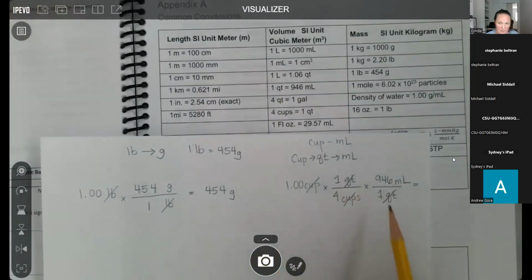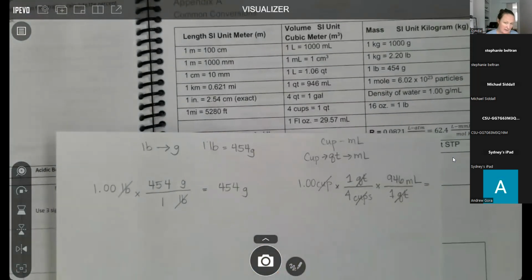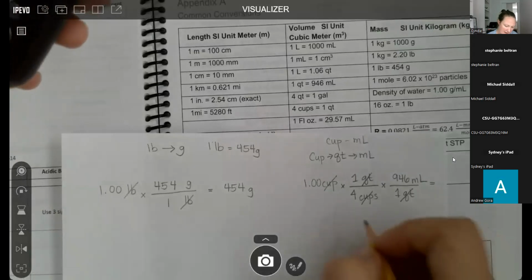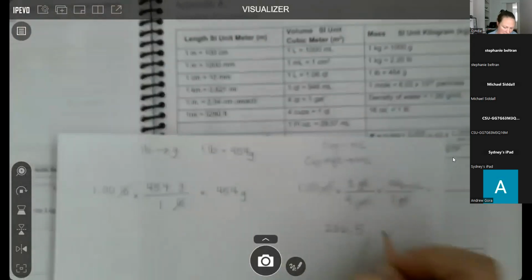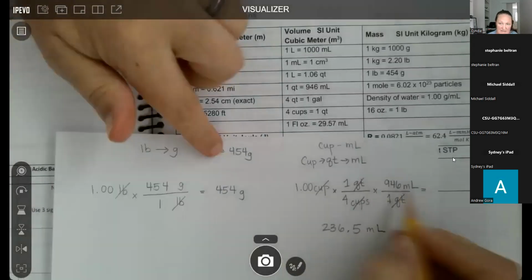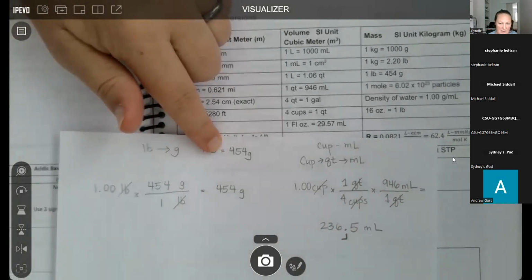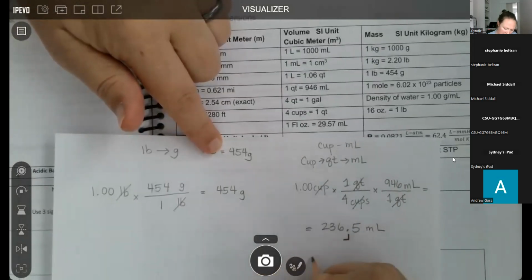Again, this 1 and 4 and that 1 is all considered exact, so we're going to have our answer to 3 sig figs. So we just need 946 divided by 4. My calculator told me 236.5, right? But I know that I'm only going to take 3 sig figs, so I'm going to put my little caret there and say, okay, I can't go past that. So the 5 will round the 6 up to a 7, so that's equal to 237 milliliters.